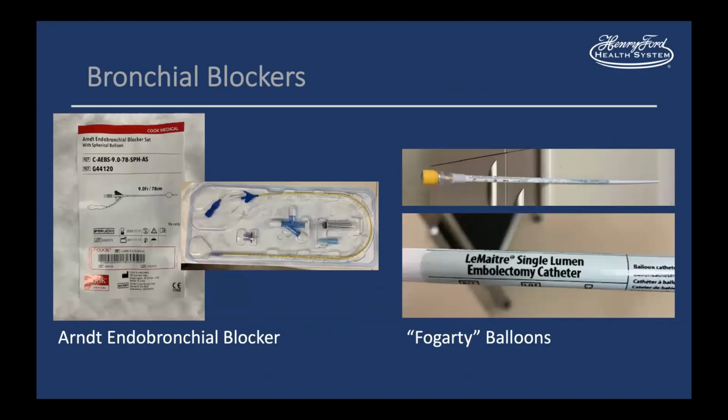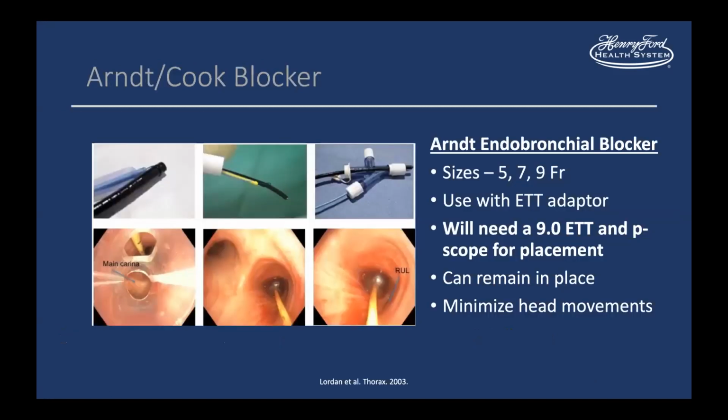There are two main types of balloon blockers that you'll see. There's a lot of different brands and a lot of different types. The two that we use here are the ARMP endobronchial blocker made by Cook, and then Fogarty balloons. Fogarty is the company. The ones we use here actually aren't Fogarty, but these are basically vascular balloons that you can use to control a bleed. So the first one we'll talk about is the ARMP Cook balloon blocker.